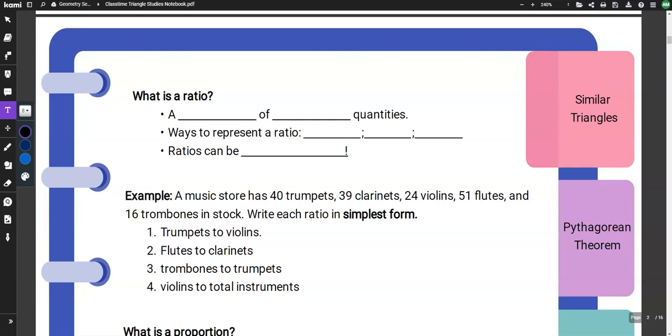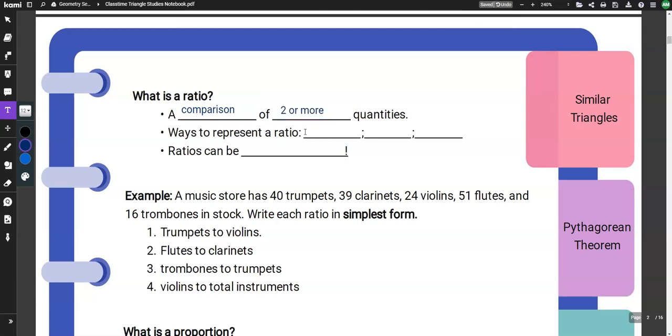Hey everyone. So in this video, what we're going to do is talk about similar triangles. Now, to start talking about similar triangles, we first need to discuss ratios and proportions. So the first thing we want to know is, what is a ratio? Well, simply put, a ratio is a comparison of two or more quantities.